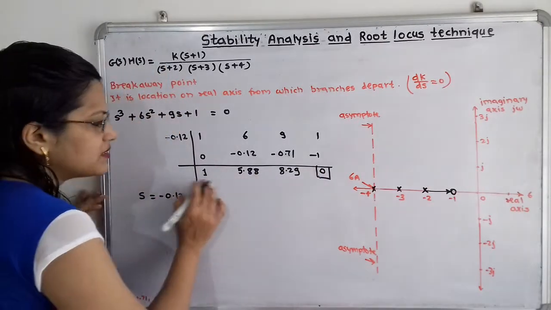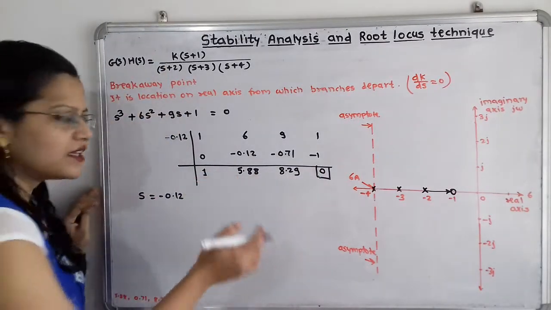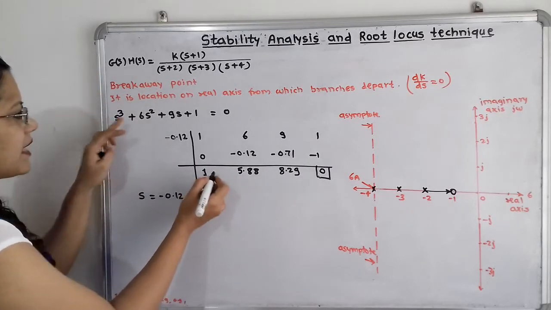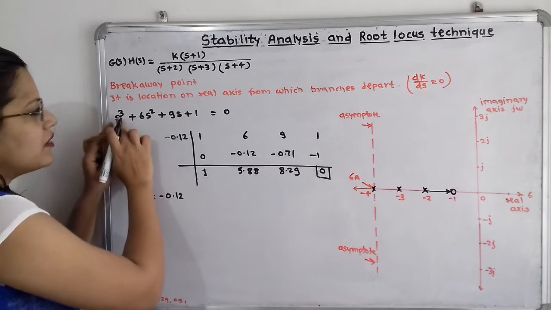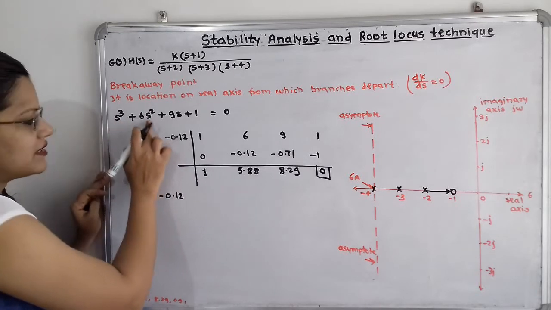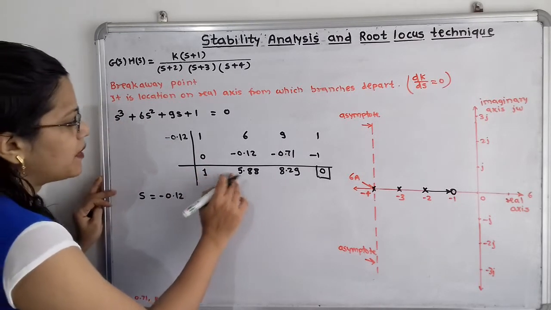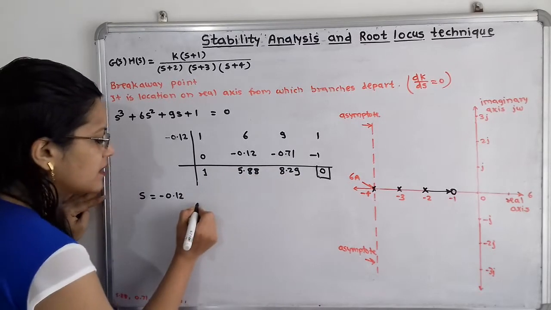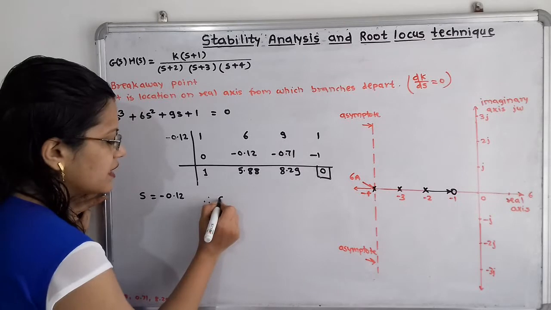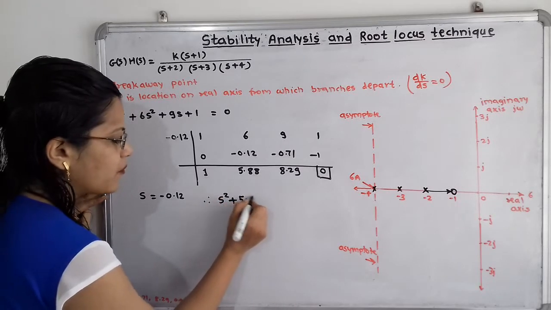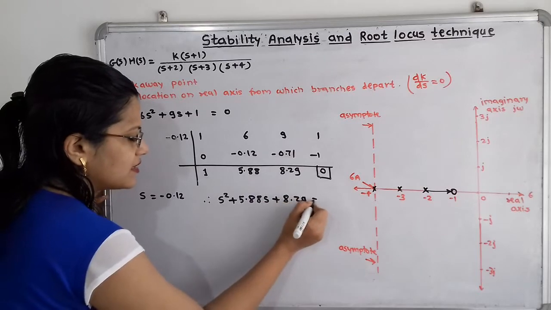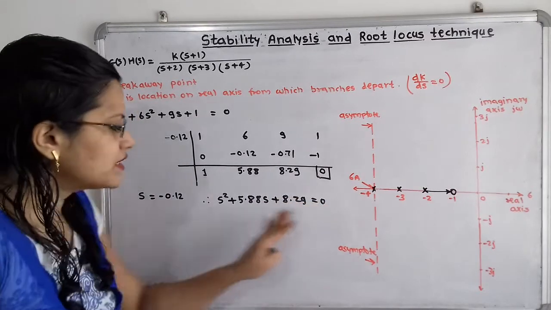Now from these remaining numbers we will write the equation. So how to take? For this s cube we have to take one number less, that is 1s square plus 5.88s plus 8.29. Therefore the equation is s square plus 5.88s plus 8.29 is equal to 0. So this is the equation.